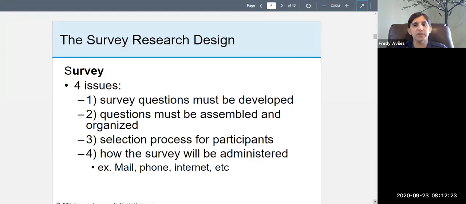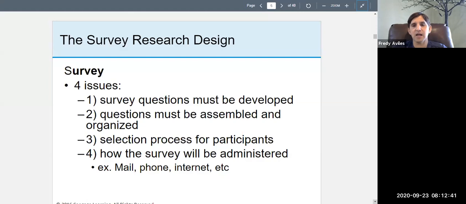Another thing is that the questions must be assembled and organized. Yes, we're gonna talk about that today. There's a way to assemble the questions, a certain order in which you can put them in, a certain way to organize them, the formatting of the questions, the scale, right? Is it gonna be 1 to 5? Is it yes, no? We'll talk about those kinds of things, right?